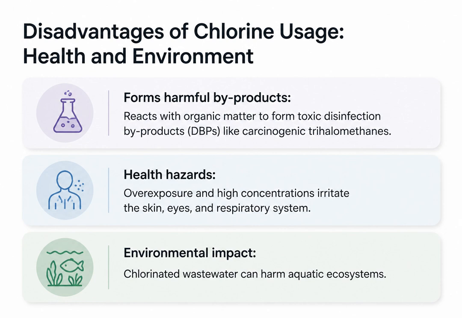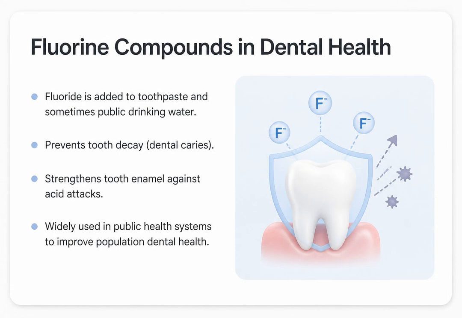Finally, if heavily chlorinated wastewater is discharged into rivers or lakes, it can be highly toxic to aquatic ecosystems, requiring careful dosage control. Shifting our focus to another halogen, fluorine plays a highly specific role in human health, primarily in dentistry. Fluoride, derived from fluorine compounds, is a standard ingredient in toothpaste and is often added to public drinking water supplies. It works by chemically integrating into the tooth enamel, making it significantly harder and more resistant to the acid attacks that cause tooth decay or dental caries.